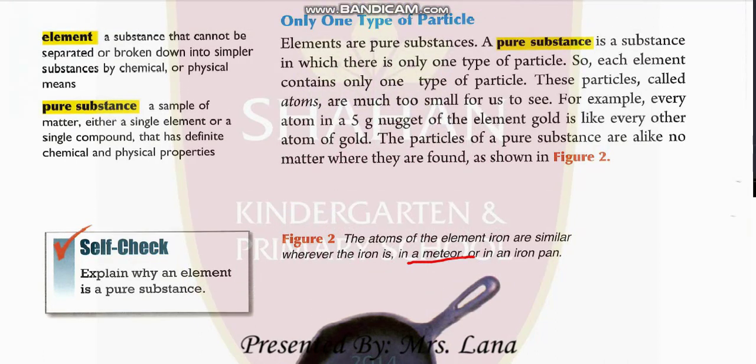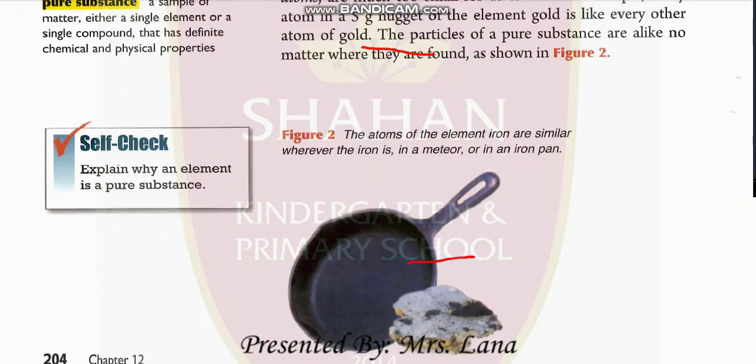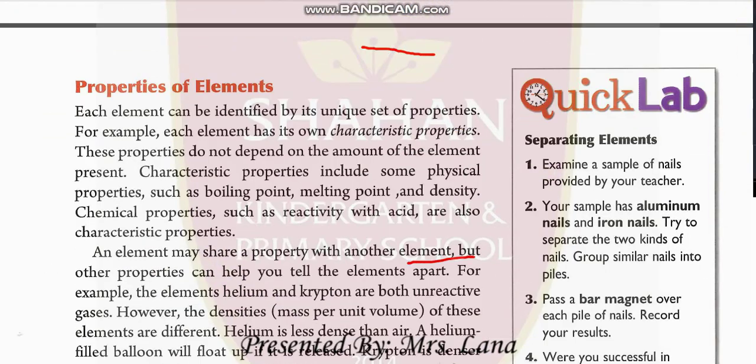Student, you must write with me. Elements are pure substances. A pure substance is a substance in which there is only one type of particle, so each element contains only one type of particle. These particles are called atoms. Because of that, any element is a pure substance.